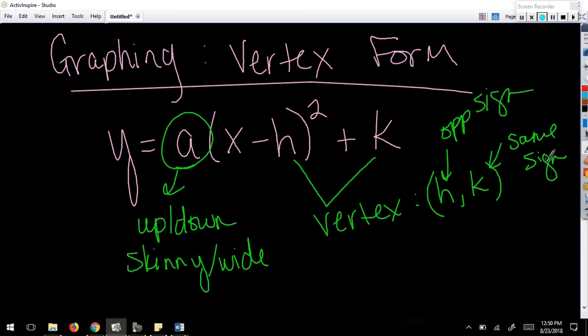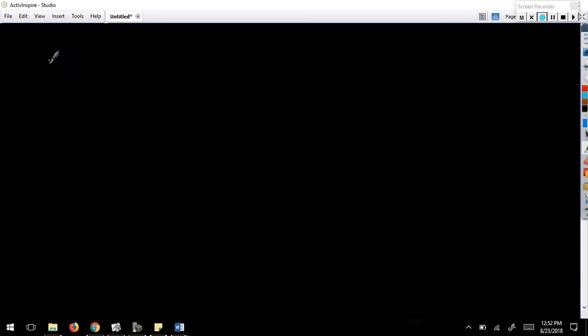Now you can be in vertex form and be missing one of these two, just like you could be missing a b. If one of them is missing, then it's 0. A couple of examples.